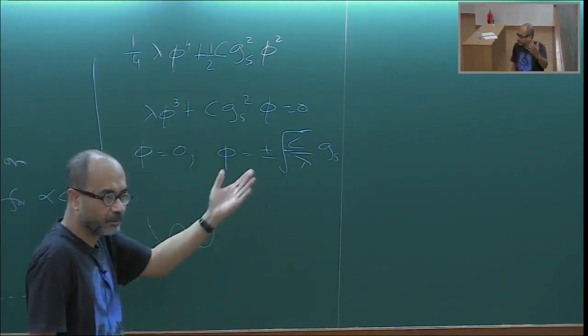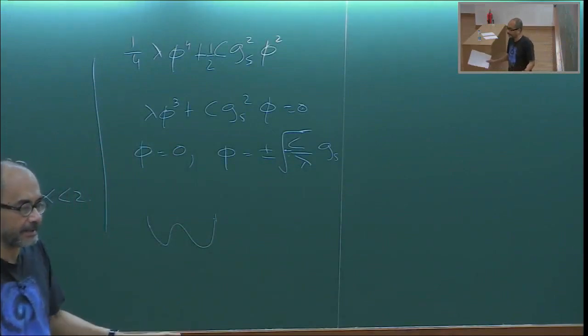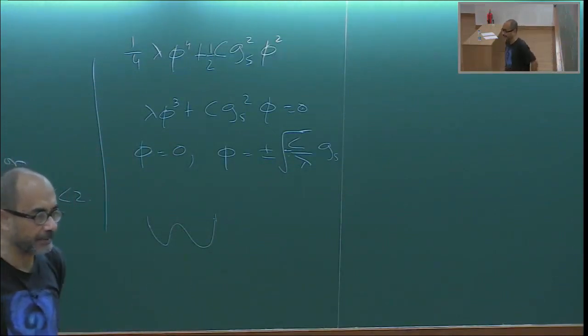All of these are elementary string states. So you calculate the spectrum in a Calabi-Yau background, and you find that there are these charged scalars which have this potential.